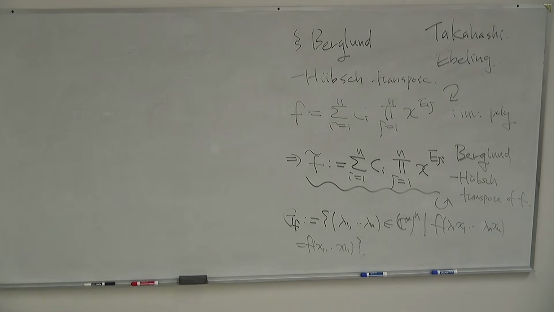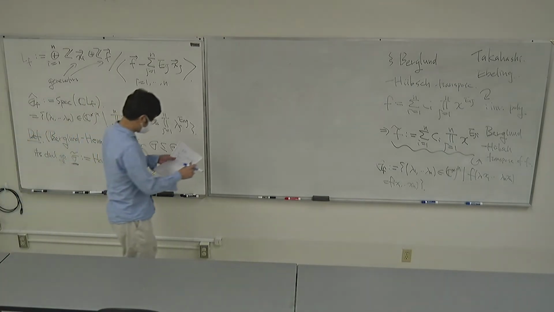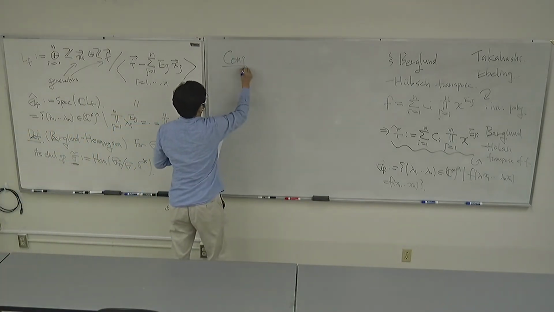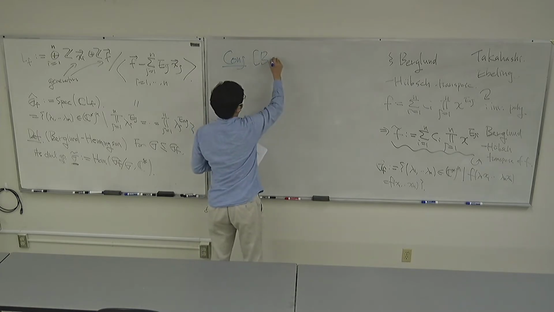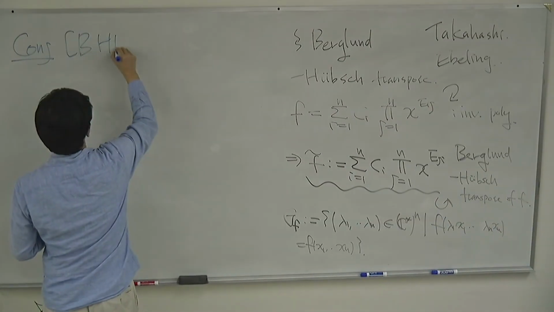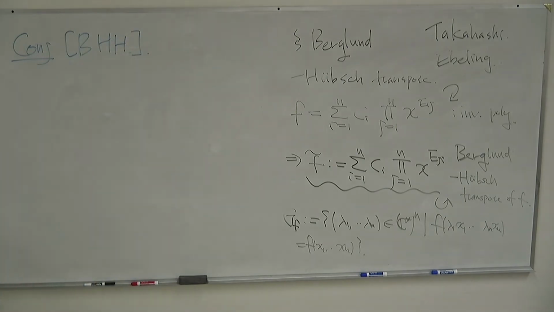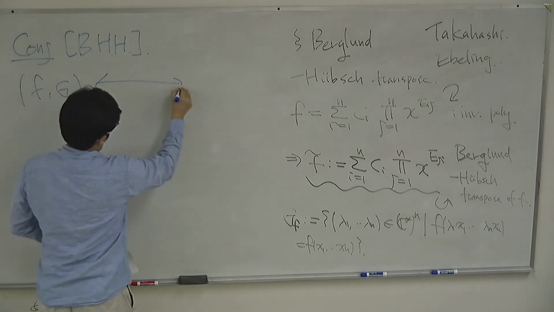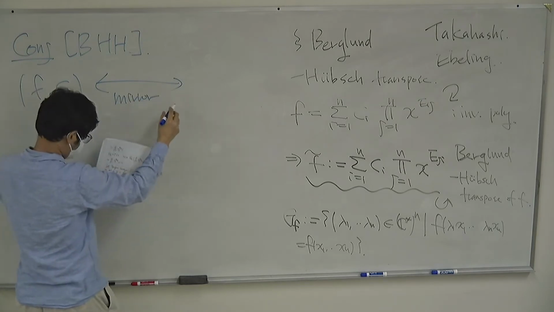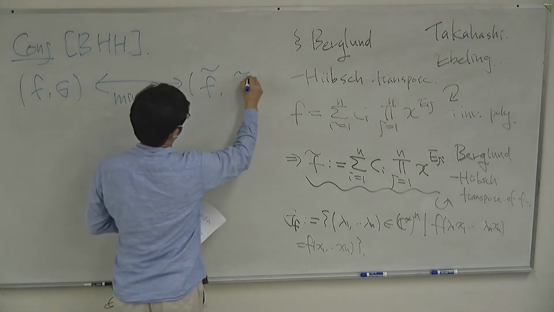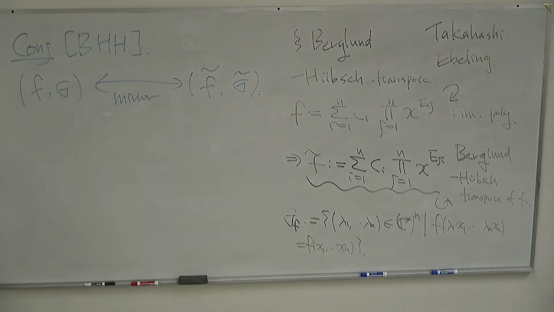Then there's a surprising conjecture. Let me use this blue pen. There's a surprising conjecture by Berglund, Hübsch and Henningson. Sometimes people call it just the Berglund-Hübsch conjecture. But anyway, they conjecture that this (F, G) is mirror to this (F tilde, G tilde). So this is their conjecture.